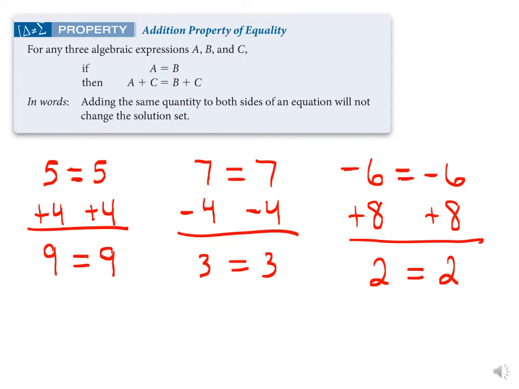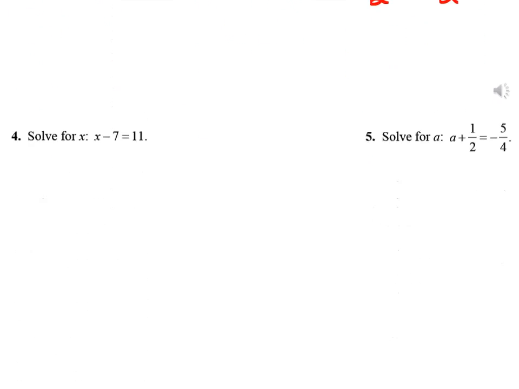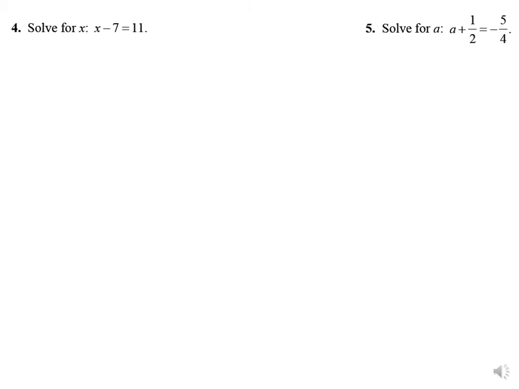In English, it says adding the same quantity to both sides of an equation will not change the solution set. Or if you want to say it another way, adding a number to both sides makes equivalent equations. You still get the same answer. All right, so let's go for it here. So for number 4, what should we add to both sides to get x all by itself?